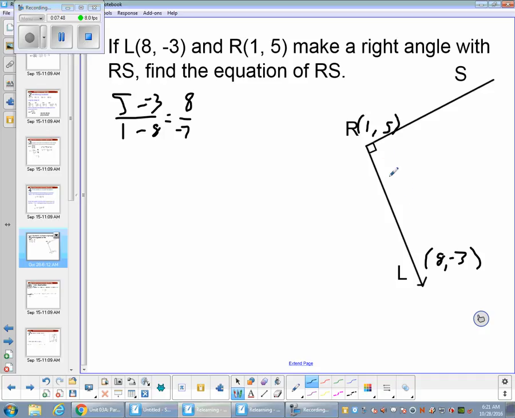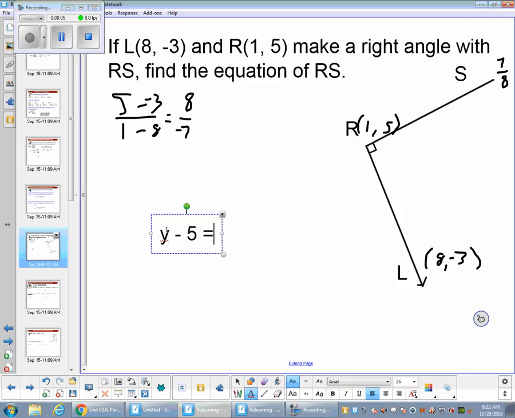So if this has a slope of negative 8/7, this one has a slope of the negative reciprocal, which is 7/8. We know its slope is 7/8, and we know a point is (1, 5). So I can use my equation y minus y1, which is 5, is equal to 7/8 times parentheses x minus 1. And now I'm done.